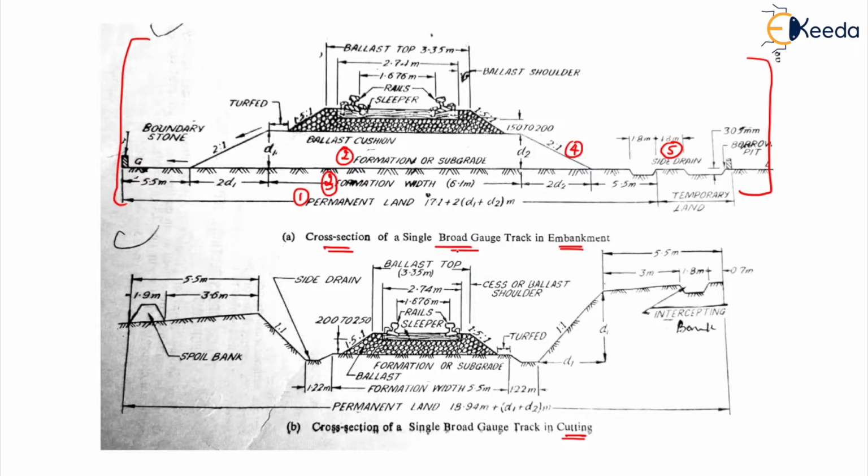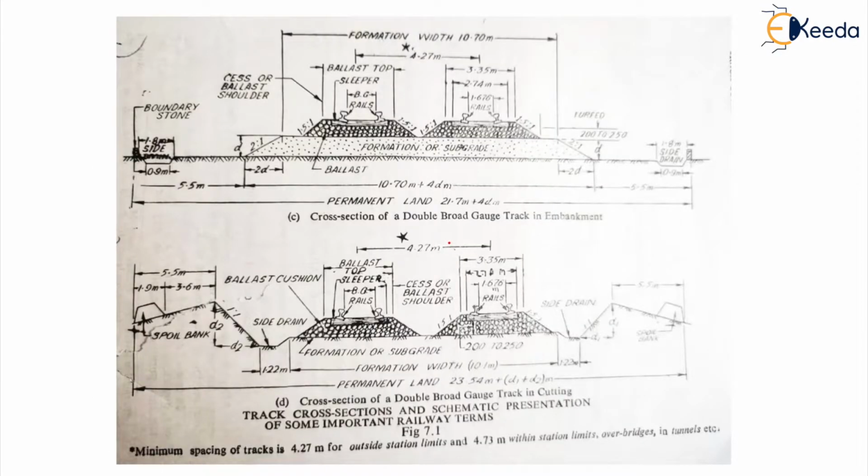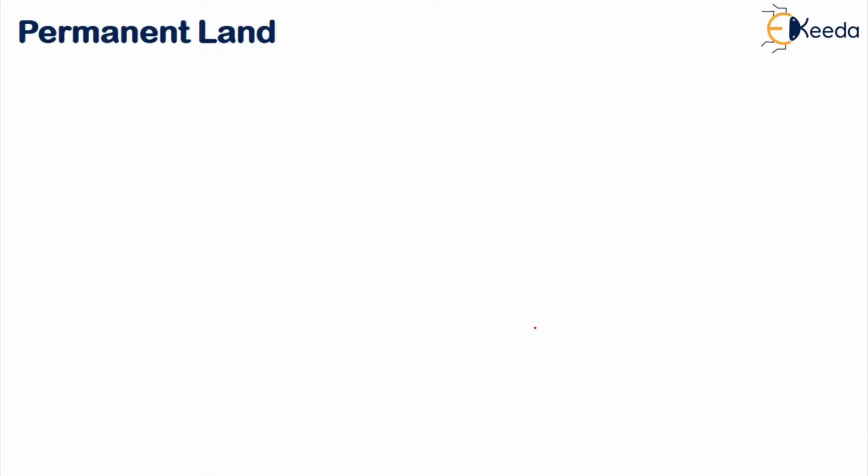This is the single broad gauge track. Now if you see this, this is the cross section of the double broad gauge. You will have to remember the sketch along with the dimensions. Here also you have permanent land, then your formation, then your formation width, then your side slopes, and then the side drains. The same thing will be there in your embankment also. So we'll start with the first one, that is your permanent land.